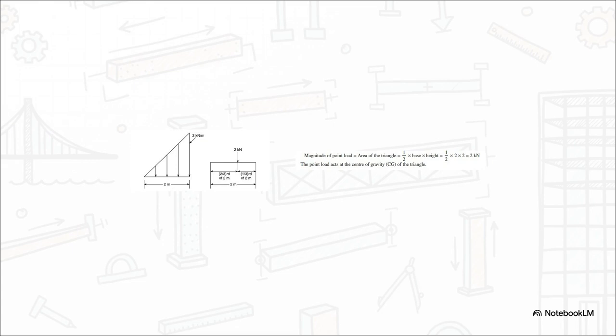We also have the uniformly varying load, or UVL. Visually, this looks like a right triangle. The math changes just a little bit here. Notice the formula on the right. To find the magnitude of the equivalent point load, you just calculate the area of the triangle. 1/2 times base times height. Simple enough, right? But where do you place it? You put it right at the center of gravity of the triangle, which mathematically works out to be exactly 1/3 of the way from the heaviest, tallest end.